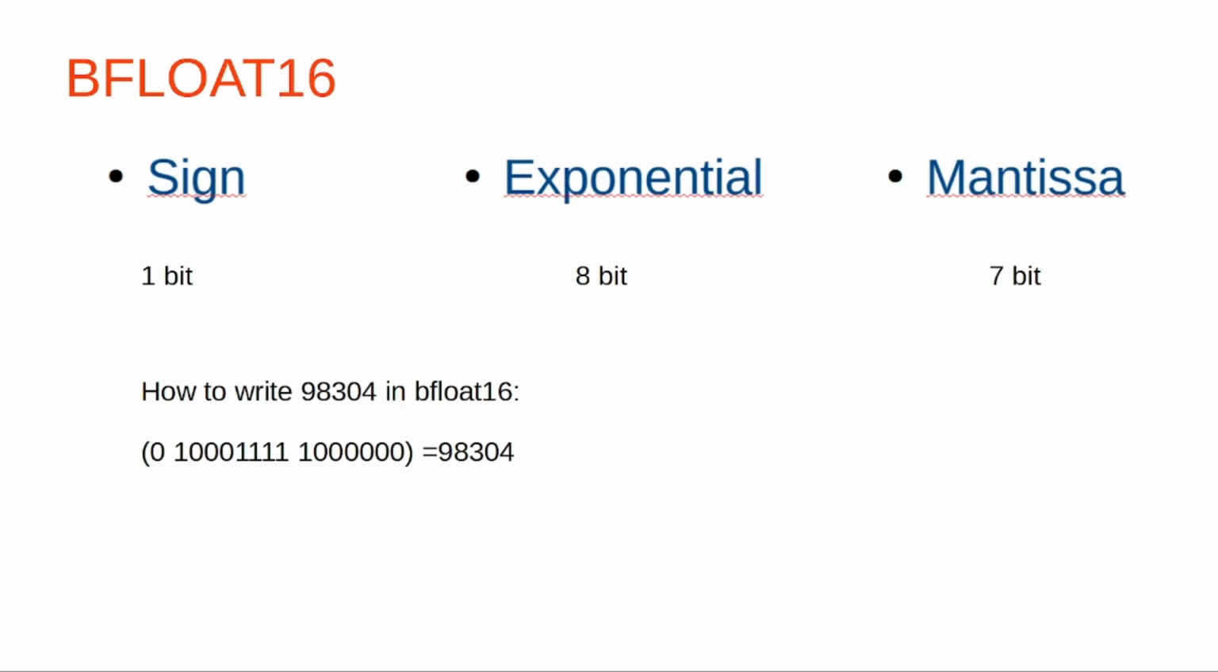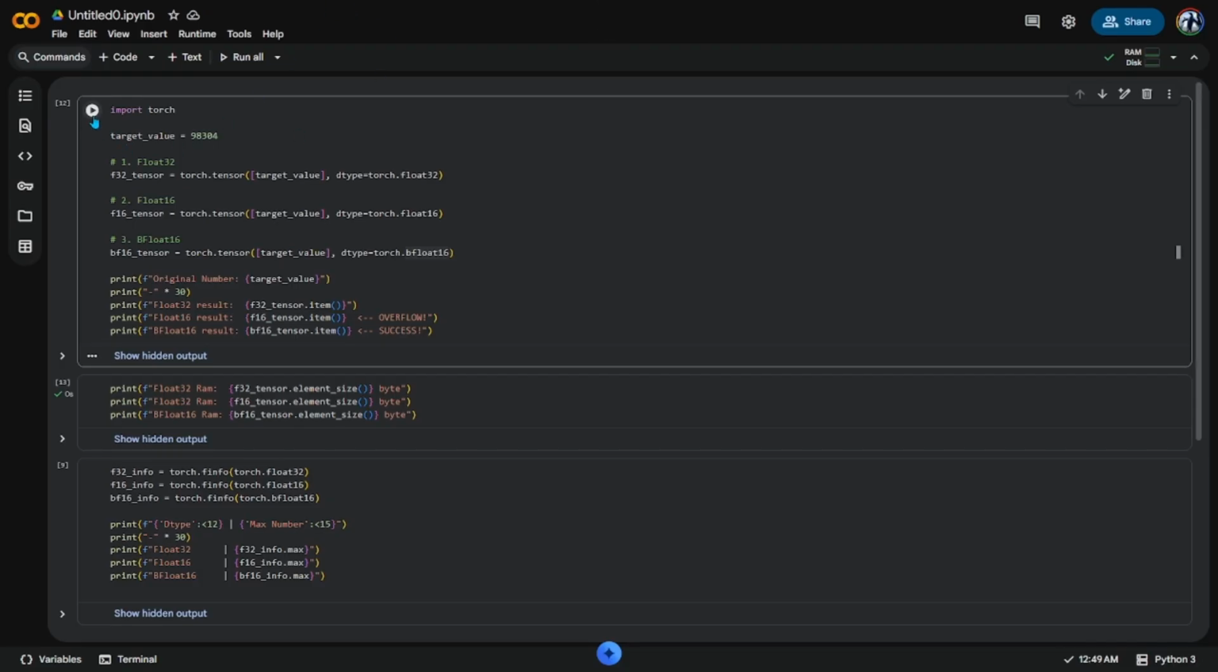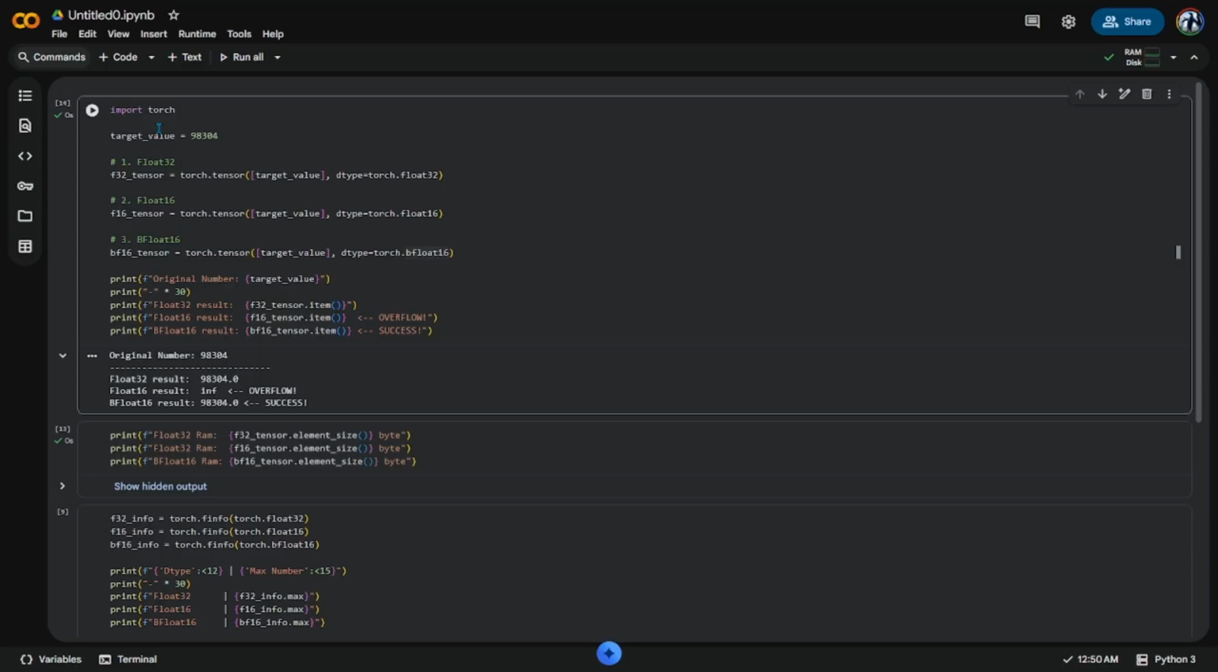Let's see this in action using PyTorch. We define our target value as 98,304. When we store it in a standard Float32 tensor, it works perfectly. But look what happens with Float16, because our number exceeds its 65,504 limit. The result is INF, a total overflow. However, even though BFloat16 uses the same 16 bits, its expanded exponent handles the number with ease. Success! Now, why not just stay with Float32?